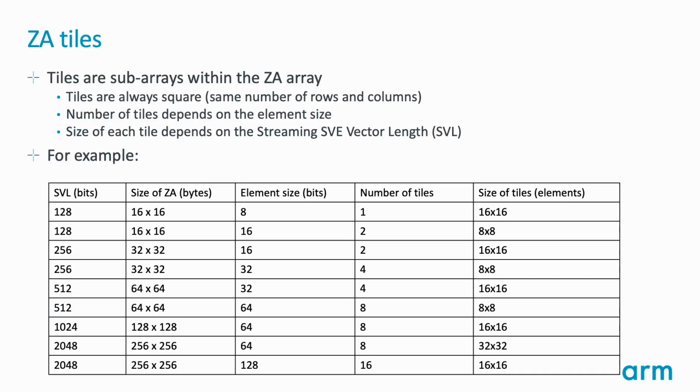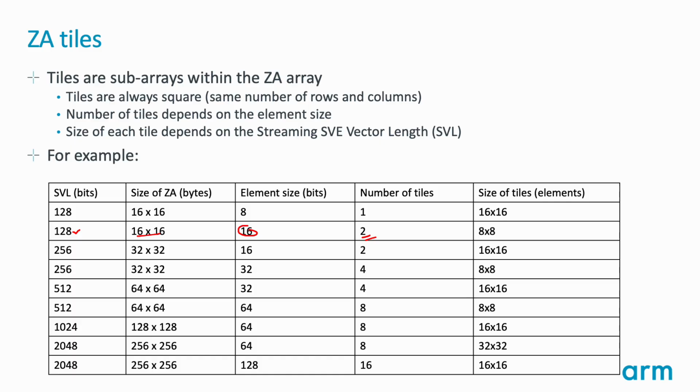However, for different element sizes, like if the element size is 16-bit, for the same 128-bit implementation, the size of the ZDA storage is constant. However, the number of tiles will be 2. How do we form these tiles? Each tile is a square tile, and starting from row 0, all the alternate rows will form 1 tile, and starting from row 1, all the alternate rows will form the next tile, tile 2. Similarly, for 128, 256, 512, 1024 and 2048, the number of tiles is depicted here.